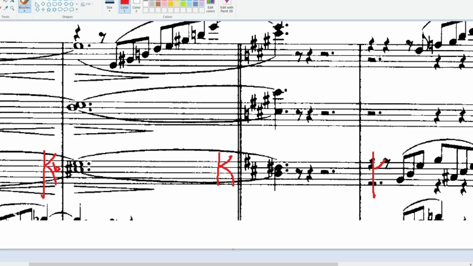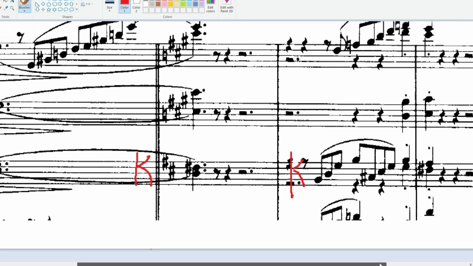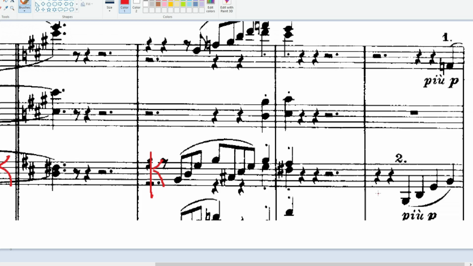Put the clef here. You're reading it in C. F, A, D, F, G sharp, B, D, D and F, C sharp and E. It's so fast. You don't have to do the interval transposition.